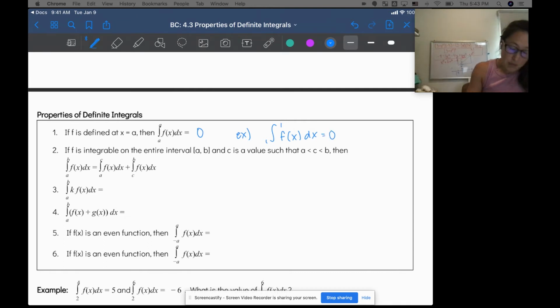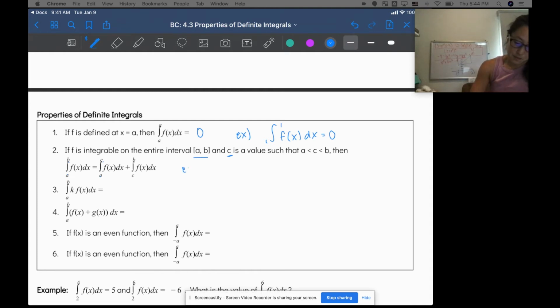Okay. We saw in our last example that if c is between the interval a and b, we can split up the integral into pieces. So I'm going to split up from a to b of f of x. The integral from a to b of f of x dx is equal to the integral from a to c of f of x dx plus the integral from c to b of f of x dx.